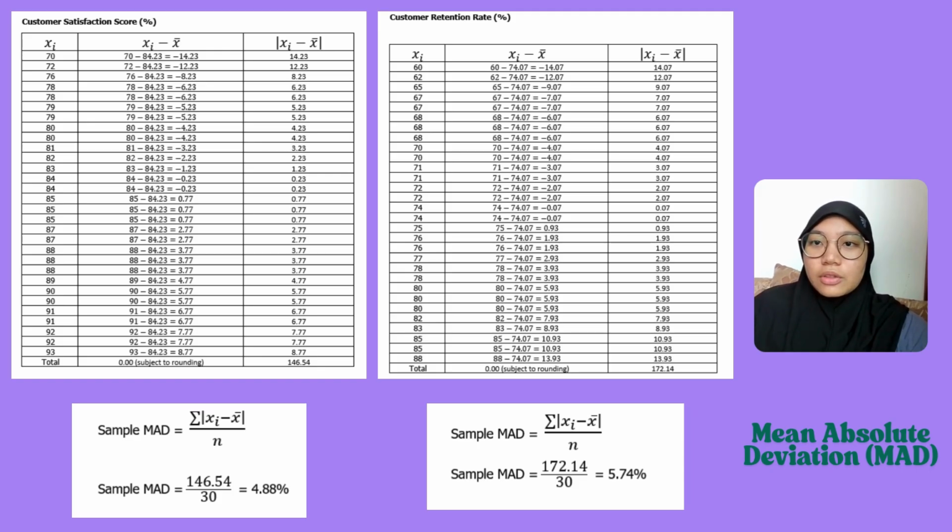Secondly, mean absolute deviation, MAD. The MAD shows the average difference between each value and the mean using absolute value. The formula for MAD is the total of each value minus the sample mean, divided by the number of data points. Here is the table for MAD. The MAD for customer satisfaction score is 4.88, and for customer retention rate is 5.74. This tells us that the customer satisfaction scores are more stable, while customer retention rate varies more from business to business.